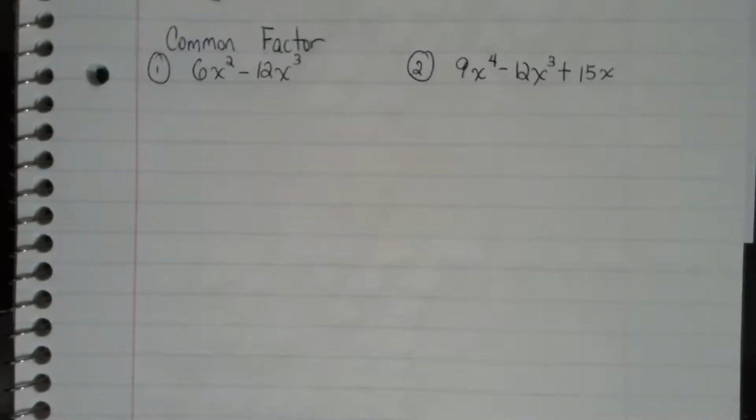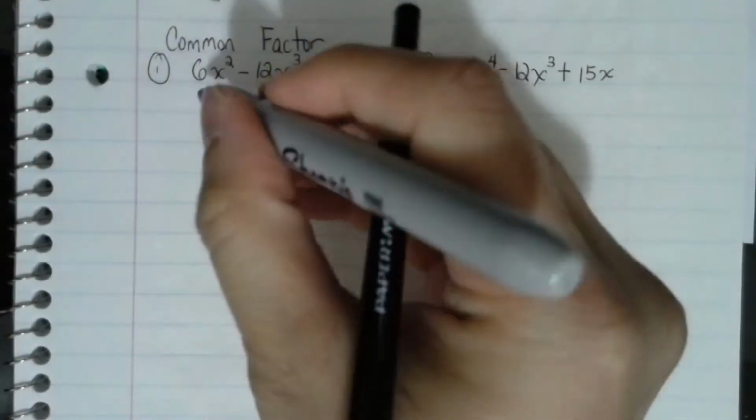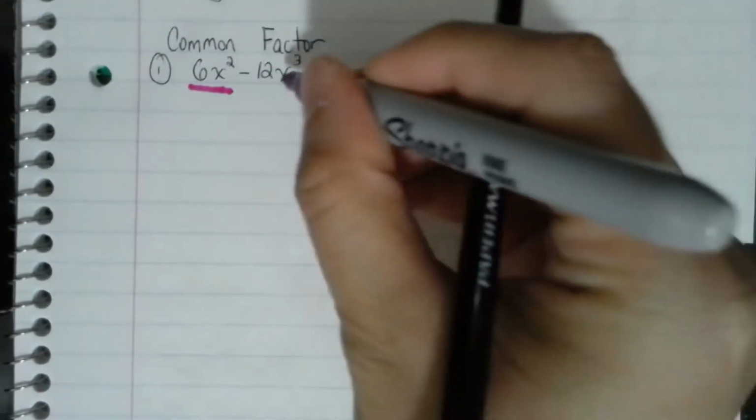In this video, we are going to talk about how to factor an algebraic expression through the technique of common factor. We are first going to start by looking at how many terms we have. In this case, we have two terms. We have the 6x squared separated by the minus sign. Then we have a 12x cubed.